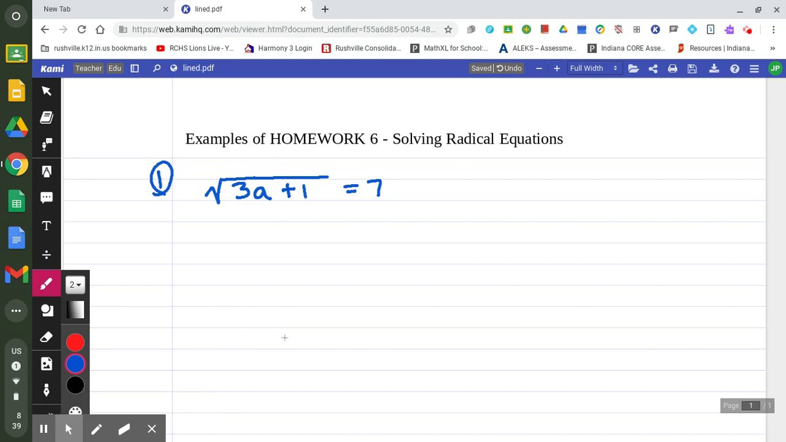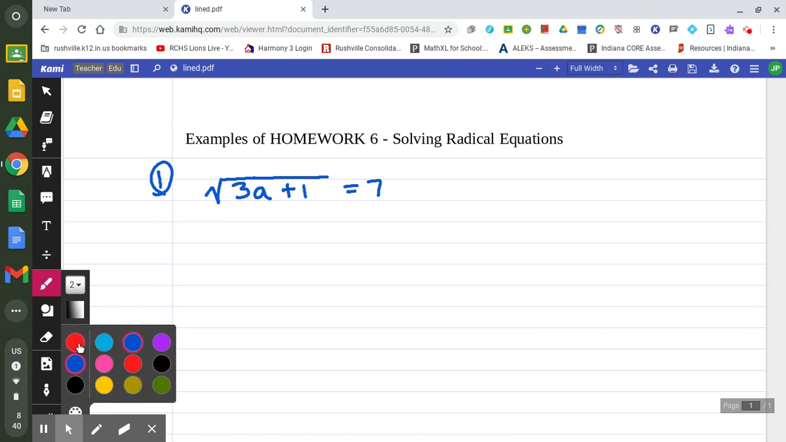So these are examples of homework 6, solving radical equations. Number 1, we have the square root of 3a plus 1 equals 7. We need to make sure that we isolate the radical, and this is the radical. It is isolated. It's by itself on one side of the equal sign.